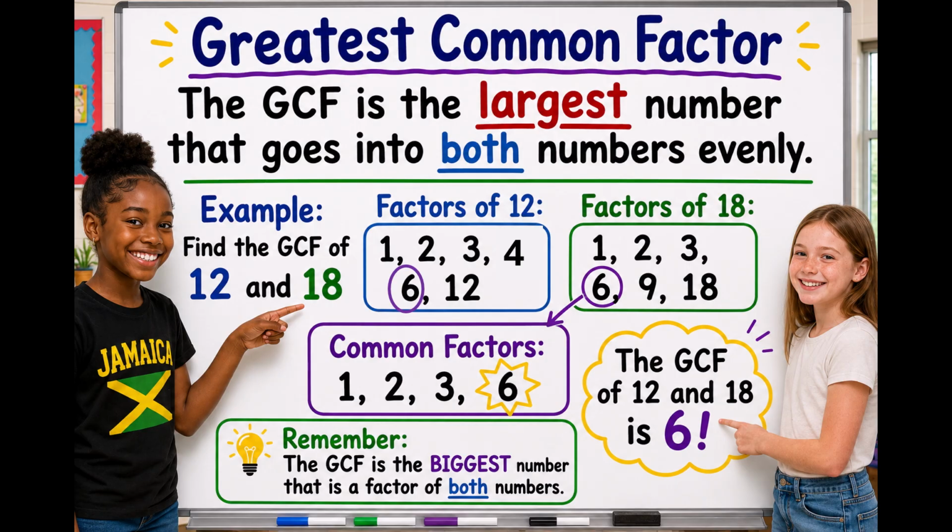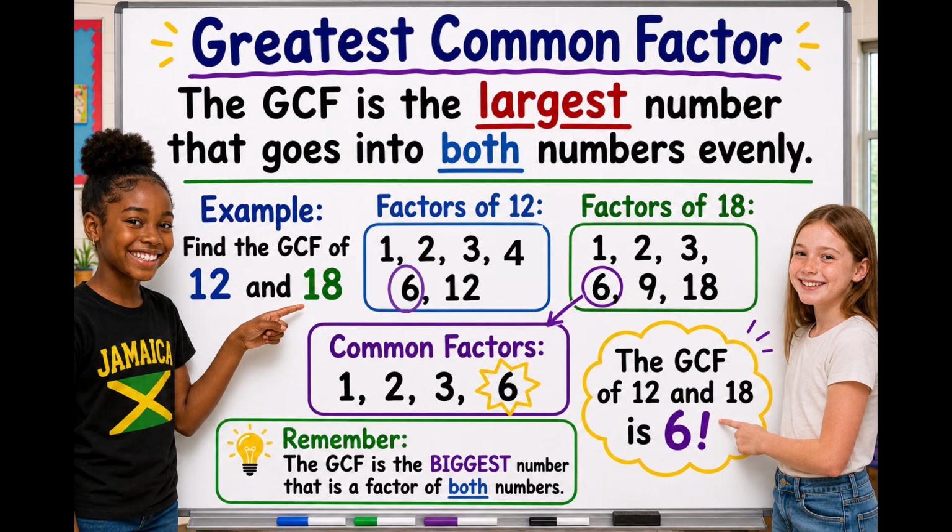Factors of 12 are 1, 2, 3, 4, 6, and 12. Factors of 18 are 1, 2, 3, 6, 9, and 18. Now, find the numbers that are in both lists. These are the common factors. 1, 2, 3, and 6 are the common factors that are in both lists.